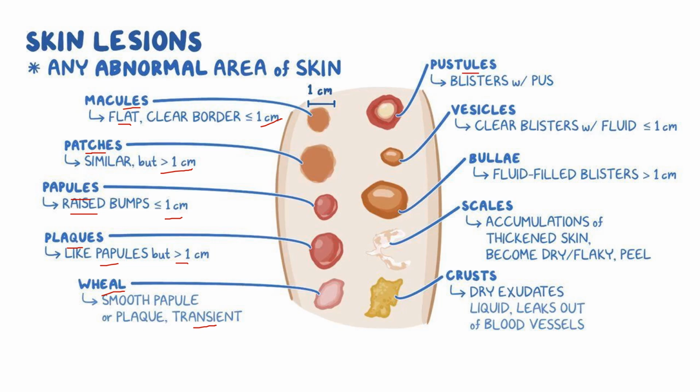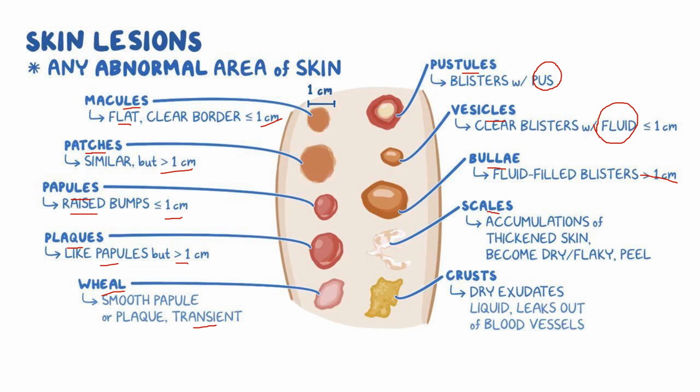What about a pustule? Pustules contain pus. Okay, that's called a pustule. What about a vesicle? They contain only clear fluid. Blisters with pus are called pustules. Blisters with fluid are called vesicles. What about bullae? They are fluid-filled blisters more than 1 centimeter. Okay, if it's small, it's a vesicle. If it's large, it's called bullae. What about scale?